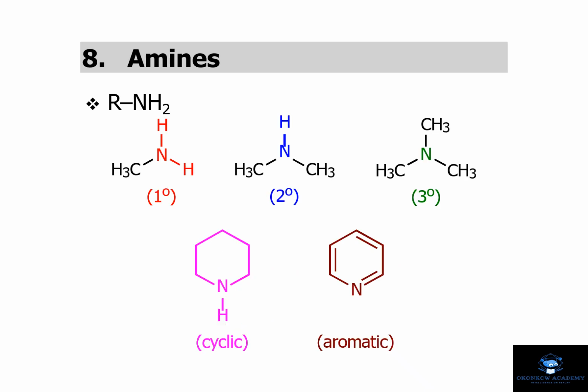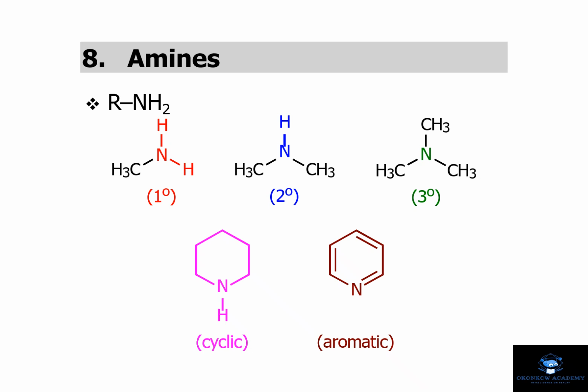Now let's talk about amines. Amines are nitrogen-containing functional groups. General structure RNH2. Like alcohols and alkyl halides, amines are classified as primary, secondary, or tertiary. A primary amine has one alkyl group on nitrogen. A secondary amine has two. A tertiary has three.